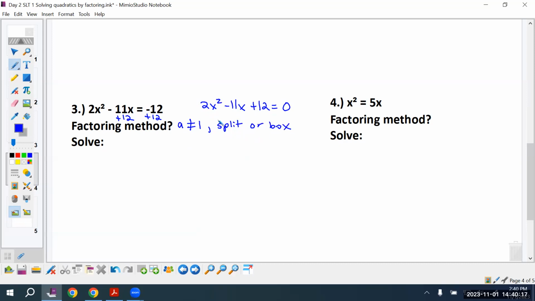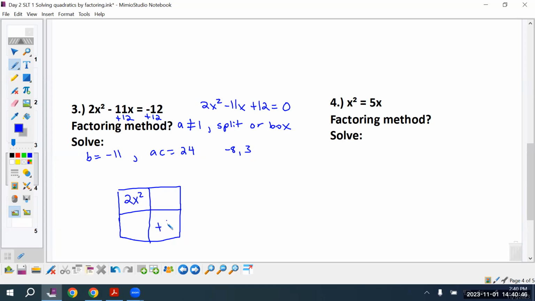The last one, I split the middle, so this one will box. If you want to split the middle, by all means do that. Again, feel free to pause the video and try this on your own, and then check back in to see if you're doing it correctly. So I know that I'm trying to add to -11, and I'm trying to multiply to 24. So my numbers are going to be -8 and -3. Let's build the box. Squared term, constant term. The -11 is going to become -8x and -3x.